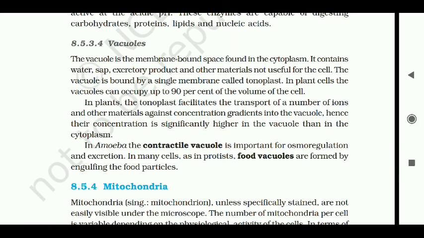8.5.3.4 Vacuoles. The vacuole is the membrane-bound space found in the cytoplasm. It contains water, sap, excretory products, and other materials not useful for the cell. The vacuole is bound by a single membrane called tonoplast. In plant cells, the vacuoles can occupy up to 90% of the volume of the cell. In plants, the tonoplast facilitates the transport of a number of ions and other materials against concentration gradients into the vacuole. Hence, their concentration is significantly higher in the vacuole than in the cytoplasm. In amoeba, the contractile vacuole is important for osmoregulation and excretion. In many cells, as in protists, the food vacuoles are formed by engulfing the food particles.